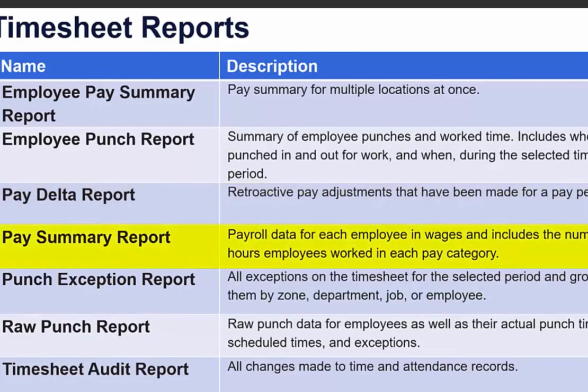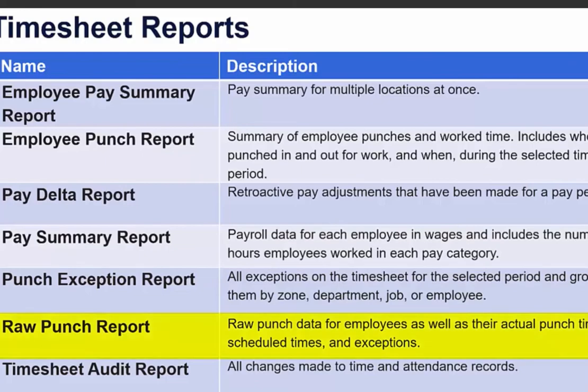Pay summary report displays payroll data for each employee in wages and includes the number of hours employees work in each pay category. Punch Exception Report summarizes all exceptions on the timesheet for the selected period and groups them by zone, department, job, or employee. Raw Punch Report displays raw punch data for employees when they actually punched in, as well as their actual punch time, the time that shows up on their timesheets when schedule rules are applied, schedule times, and exceptions. Timesheet Audit Report lists all changes made to time and attendance records.